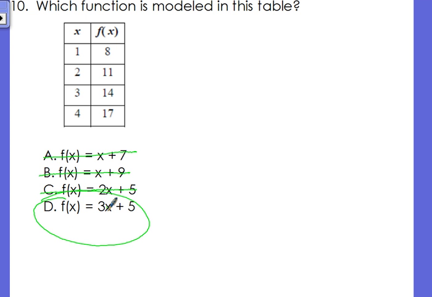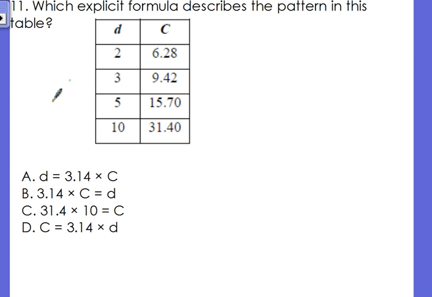I plug in 1, 3 times 1 is 3, 3 plus 5 is 8. 3 times 2 is 6, 6 plus 5 is 11. So all of these x values, when I plug them in, give me these y values. Same idea, and actually these two are exactly the same, but you'll see I'm plugging in d values to get out c, and you'll recognize that this is my correct answer.